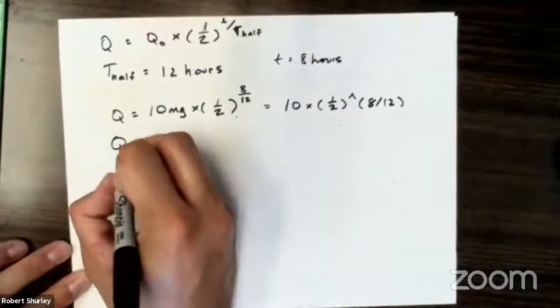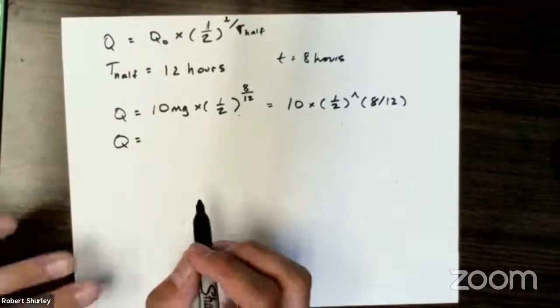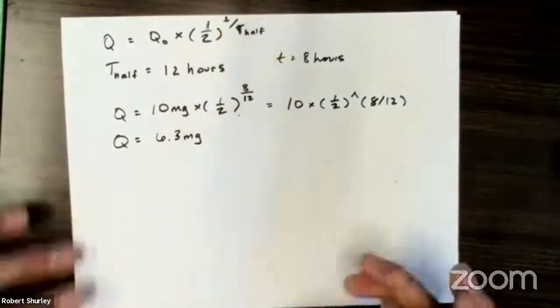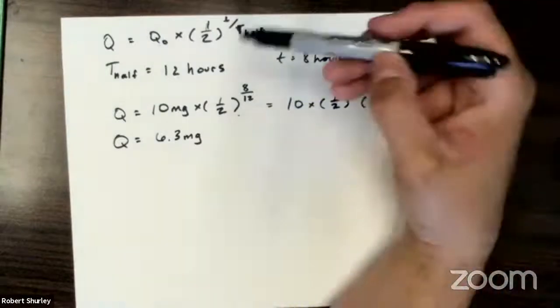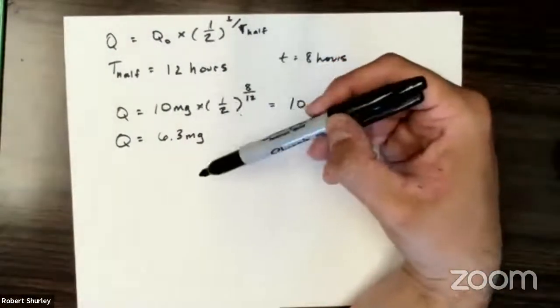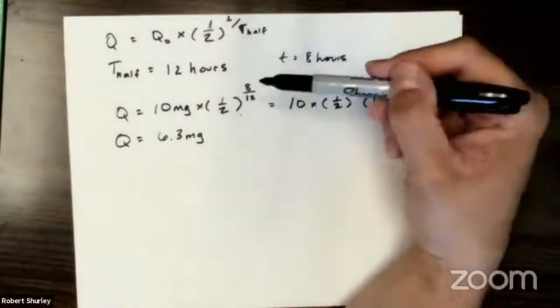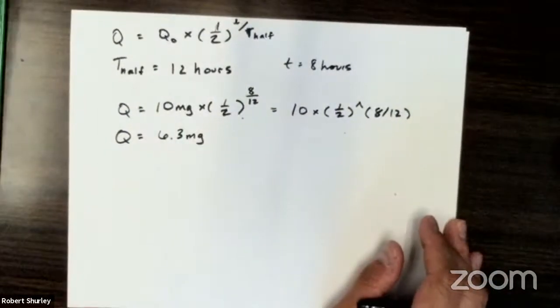And you wind up with the quantity left in the bloodstream. And your book rounds this one to a decimal place, so 6.3 milligrams. Okay, 6.3 milligrams. Which makes sense, right? If it's a 12-hour half-life, we know it's not going to go from 10 to 5, right? It's going to be somewhere between 10 and 5, I should say, because it's only been 8 hours, right? It hasn't been the full 12 hours. Pretty cool.